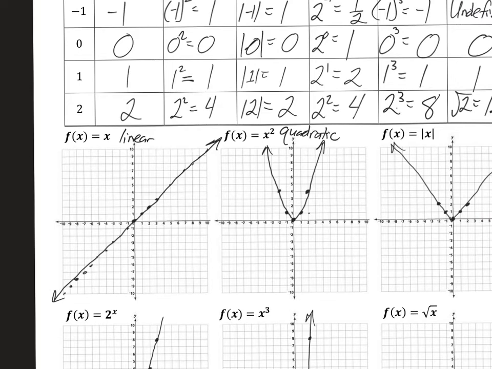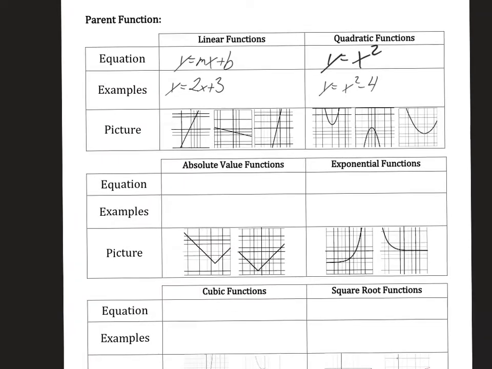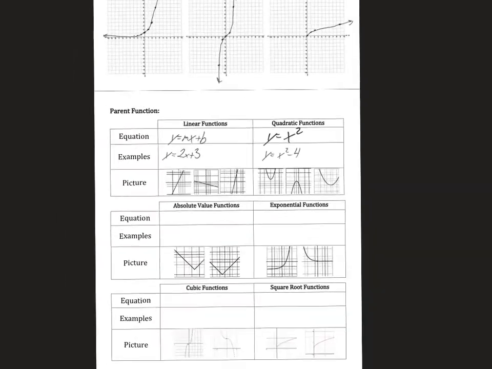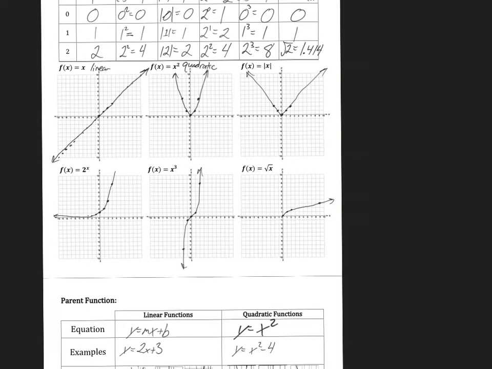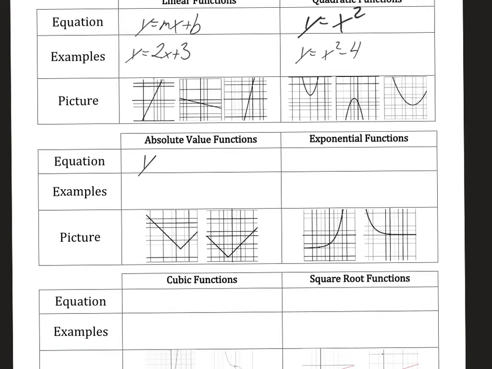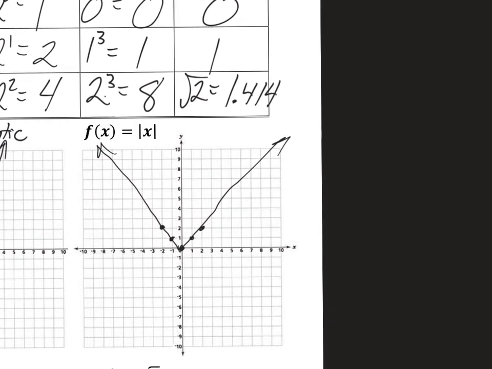Okay, the next one, absolute value. Well, the picture looks like a V. So what does that equation look like? Well, it looks like absolute value of x. So we're going to write down y equals the absolute value of x. An example could be y equals the absolute value of x plus 3. That would count. So up at the top, let's write down that we have an absolute value.